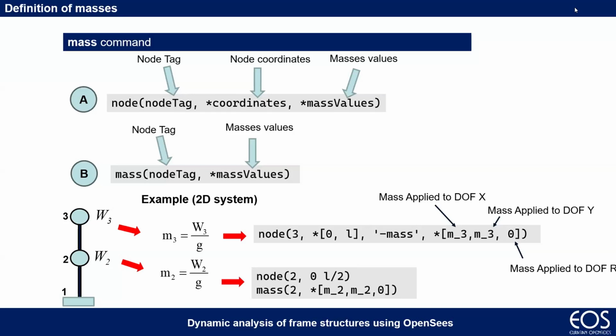So ID, and then here it misses a comma, okay? X, Y, and then after we can declare the masses. So ID, the same ID, mass along X, Y, and rotation. Okay, is it clear?